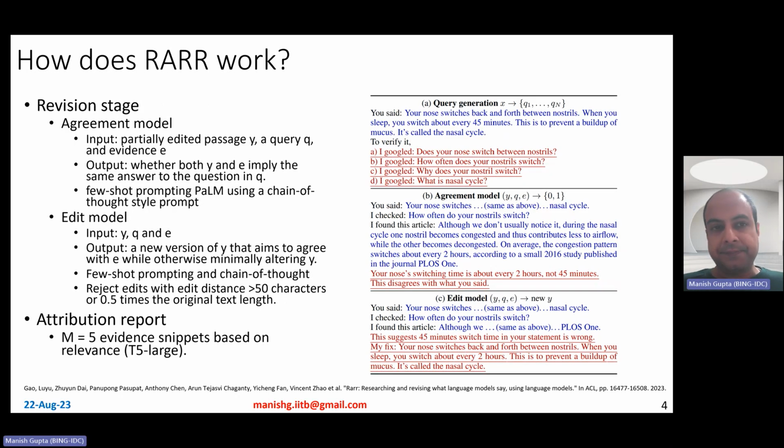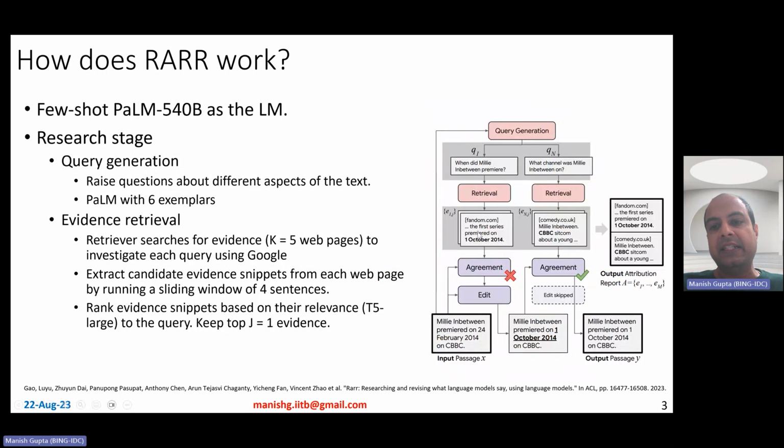So in the revision stage, once you get the evidence, in this particular case, 2 evidences are shown. You have an agreement model in place, which tries to figure out, given this evidence and this input passage X, do they agree or not, given this question? Okay. Similarly, you ask for the other evidence. Given this passage X and the evidence and this question, is there agreement or not? Right. So if there is agreement, then you don't touch that. You basically pass that as the final output anyway. But if there is disagreement, you try to edit this output based on the evidence. So you basically take the 1 October 2014 from here and you pass that as the output.